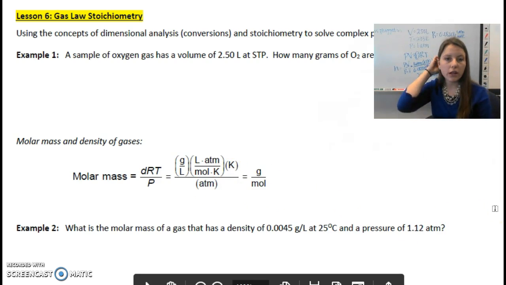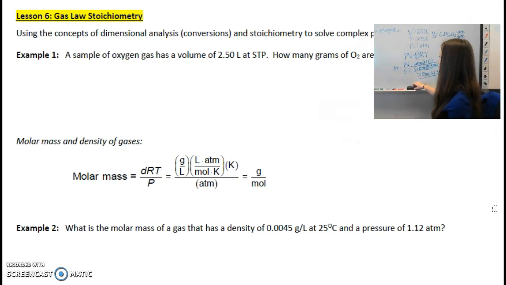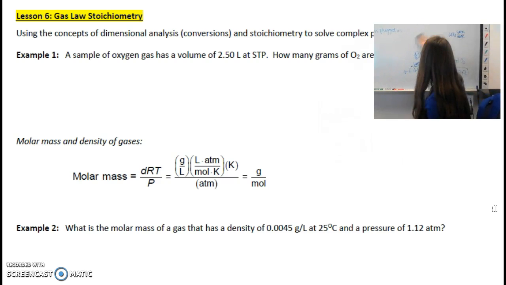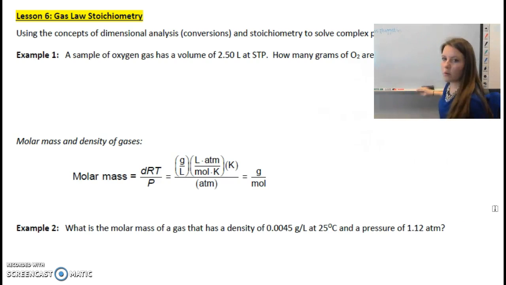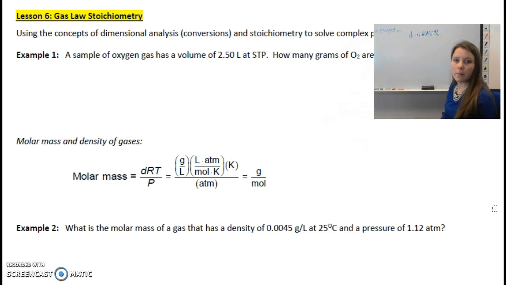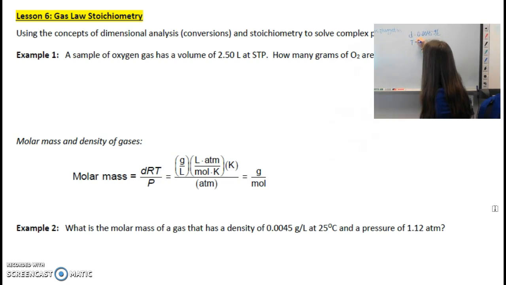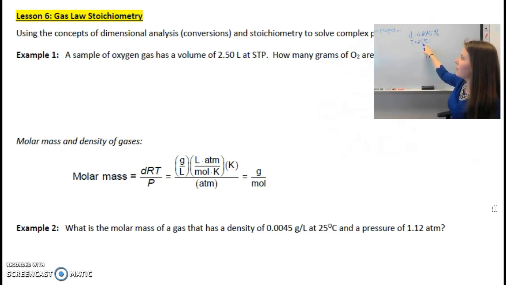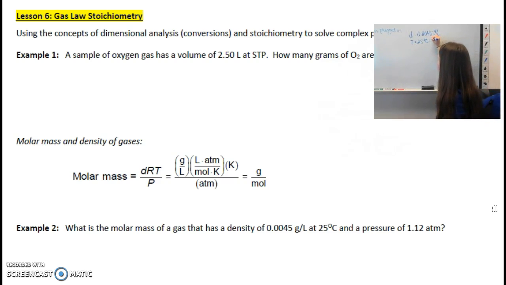Okay? So we're going to treat this to begin with how we normally have been treating the problems, starting to list out the variables, only we're going to use this new version of the ideal gas law when we have density involved. So just writing out what we have, the first thing I see is a density, so I'm going to write that down. So D is 0.0045 grams per liter. Then we've got our temperature is 25 degrees Celsius. Converting that to Kelvin, we add 273 to that. So that's going to take us to 298 Kelvin.